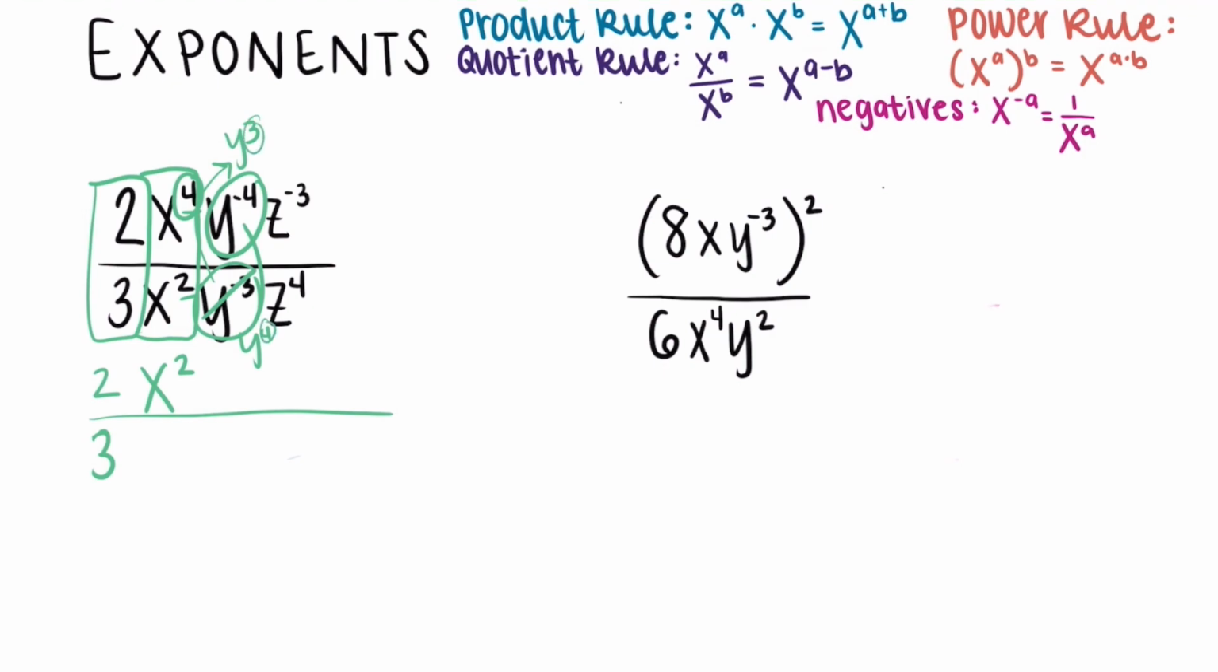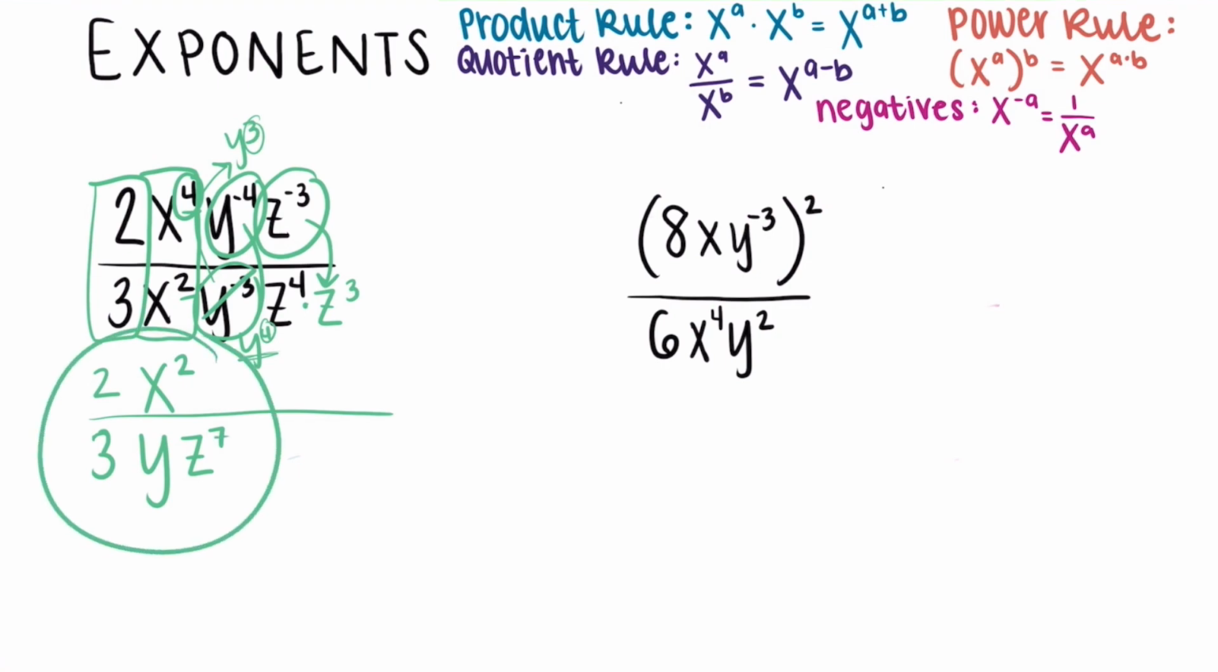3 minus 4, we'd get -1, or that 1 y that we have left is left on the bottom. So we're going to leave it as just y, or y to the 1st. Then moving on to our z's, we'd have that -1 we have to move to the bottom. And now we have product rule on the bottom of our fraction. 4 plus 3, we have 7 z's on the bottom. And that is our final answer.